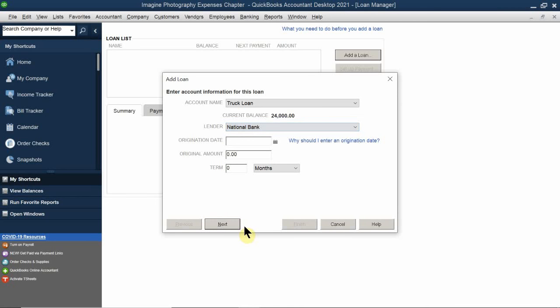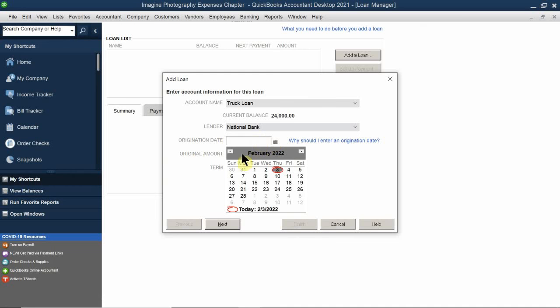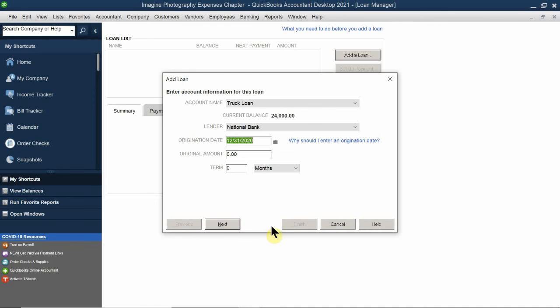Okay. And it says, what was the origination date? In this case, when did you actually assume or acquire this loan? In this one, you actually have to go back and click on it. It won't let you select, it won't let you type it in. So I got it on the 31st of December of 2020.